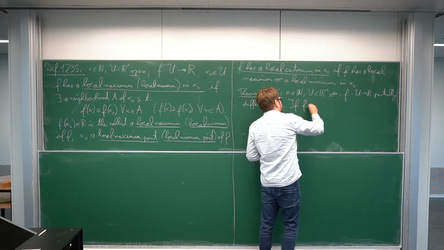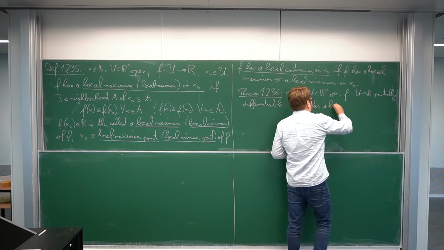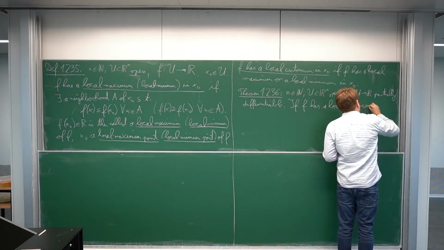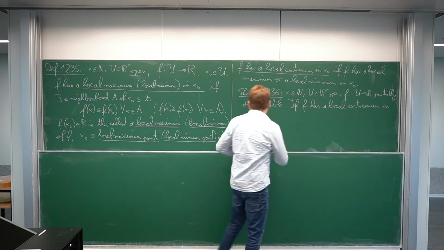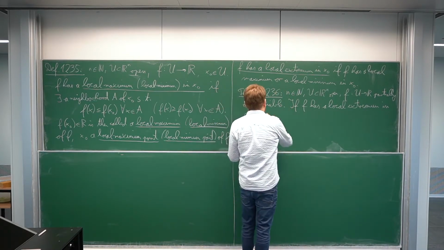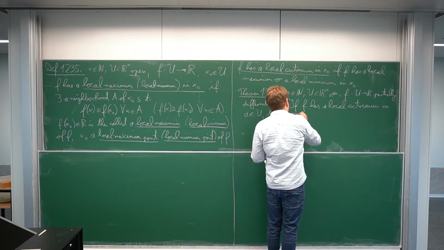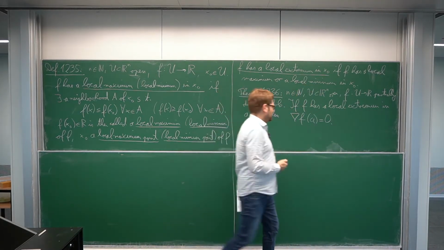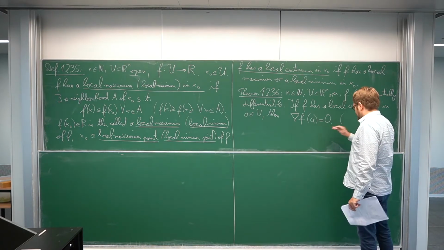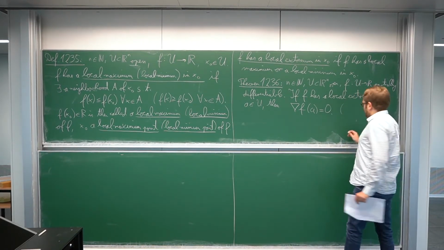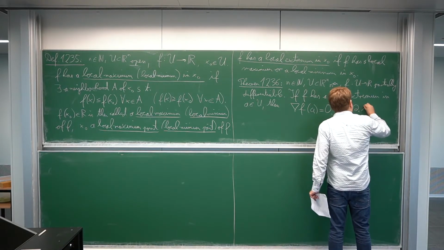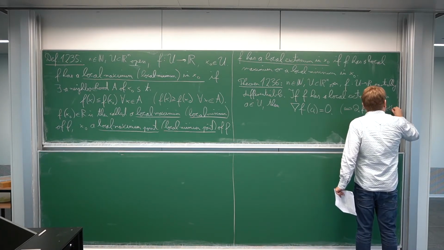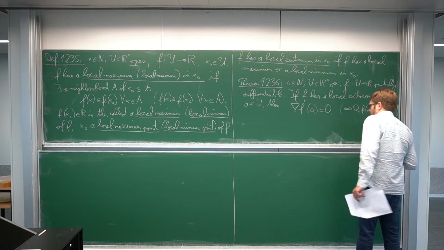If f has a local extremum in a point A in U, then it follows that the gradient vanishes in this point. Just by definition of the gradient, this means that the gradient is the 0 vector if and only if all partial derivatives are 0. So equivalently, d_i f in A is 0 for all i between 1 and n.